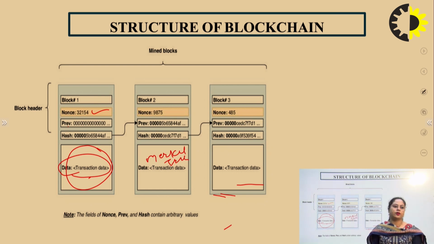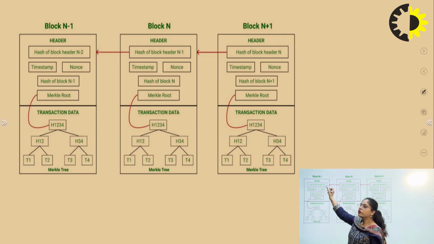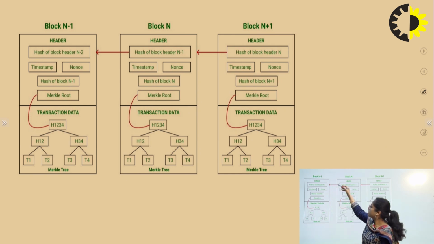Merkle tree. Okay, here the transactions are done. So this is the structure of blockchains. More clearly, we can see here block n-1, block n and block n+1, which are linking to one another. Block n-1 is linked to block n, which is linked to the next block, block n+1, which has two sections, that is the header section and the transaction data.